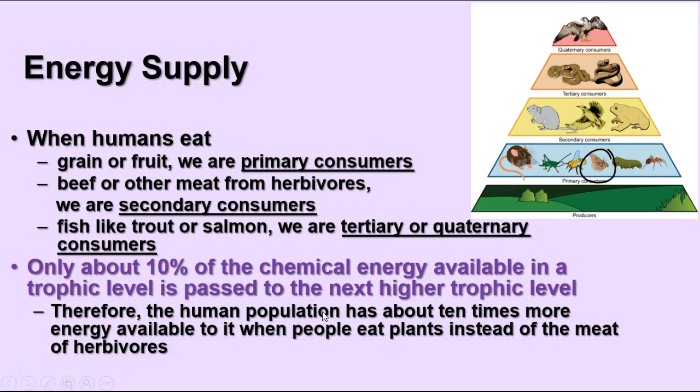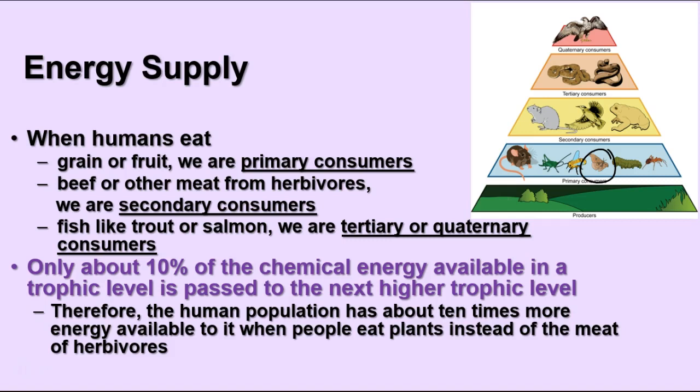So when we eat grain or fruit, of course, we're primary consumers. We're eating the plants. When we eat beef or meat from other herbivores, then we're secondary consumers. If we eat fish like trout or salmon, then we're going to be tertiary, even quaternary consumers. We're not always on the top of the food chain. It just depends on what we're eating, okay? Only about 10% of all that chemical energy is passed on to the next higher level.